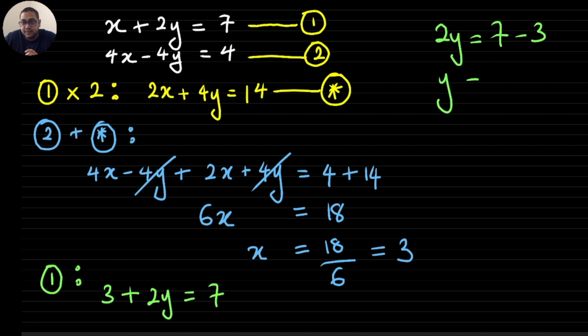And your final step is to divide both sides by 2. Hence your answer is equal to 2. We have now found the solutions for x as well as y. We can represent this answer as (3, 2). This is your answer.